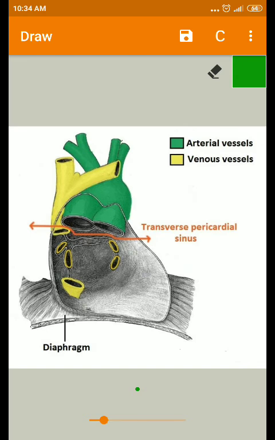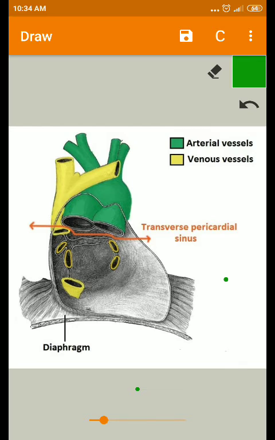Friends, welcome back. Now we are going to see the serous pericardium as well as the sinuses of pericardium. So again we'll refresh that the serous pericardium is a thin double-layered serous membrane lined by mesothelium. Here we have removed the heart to expose the sinuses. This is the posterior aspect of the pericardium.